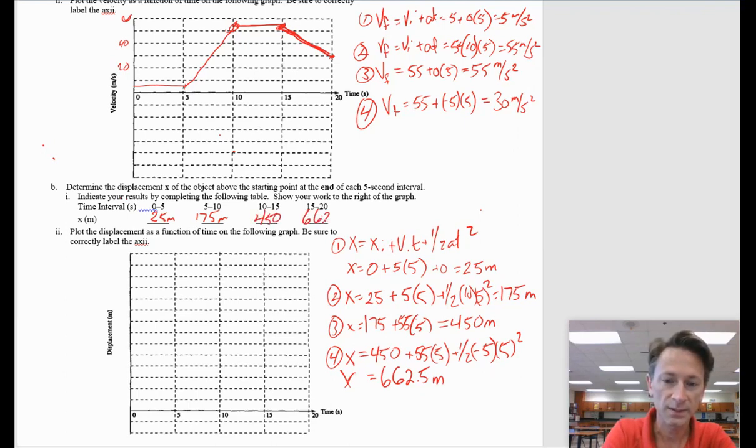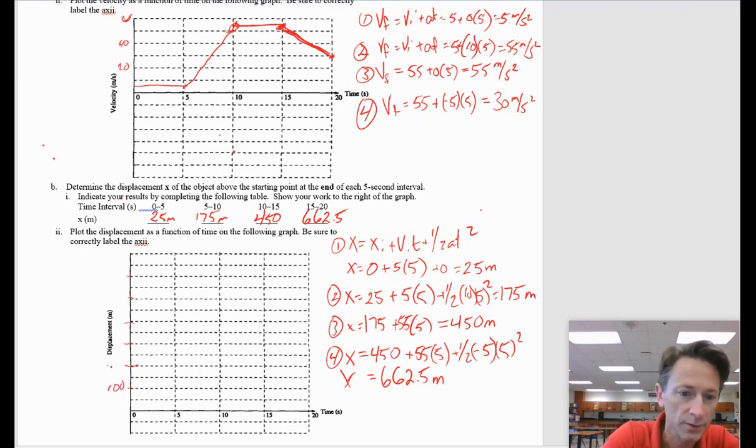This one is 662.5. So if I look at a scale for my graph, then I might say, let's see, 100, 200, 300, 400, 500, 600. Okay, so there we go. So this will be 100, 200, 300, 400, 500, and 600.